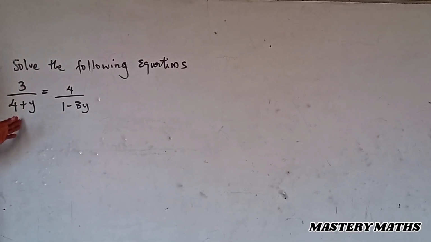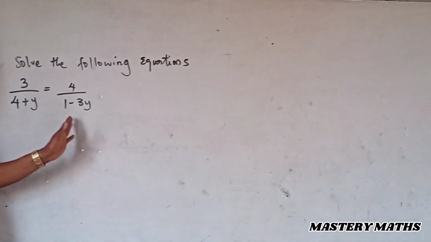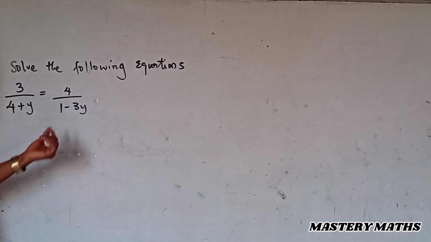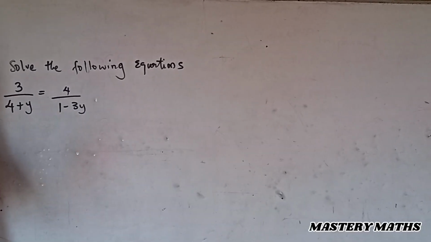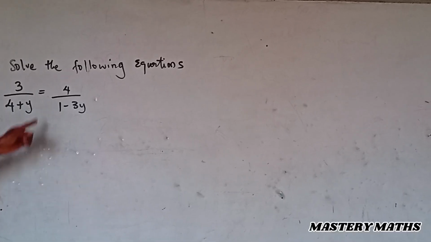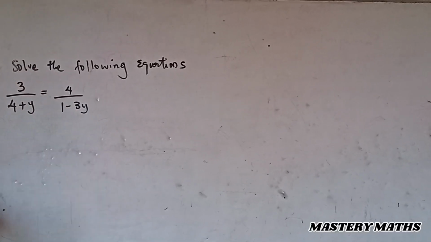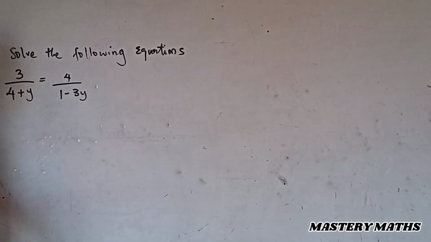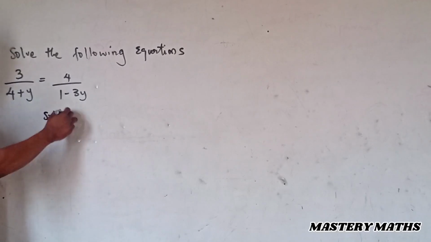This is a fraction equal to another fraction. Linear equation. Now, what should you do to this? Immediately, you don't need to waste your time. First of all, you cross multiply. The first thing that should come to your mind is cross multiplication. Very simple. So I say my solution.